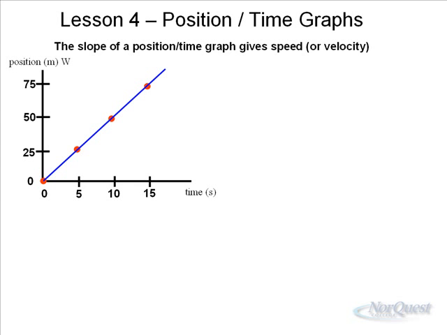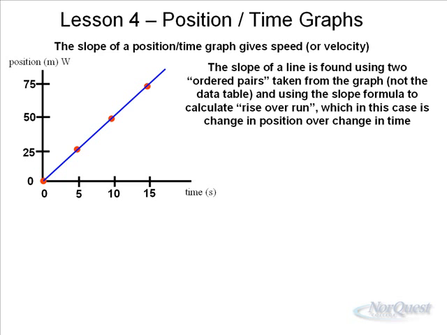This is a very important definition in Physics 20 and in Physics 30 and beyond. The slope of a line is found using two ordered pairs, taken from the graph, not from the data table, but from the graph, and using the slope formula to calculate the rise over the run. So I picked 2 points here. At 12 seconds it was at about 60, and at 4 seconds it was at about 20.